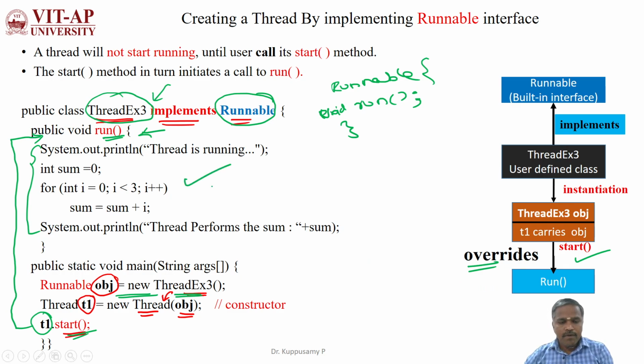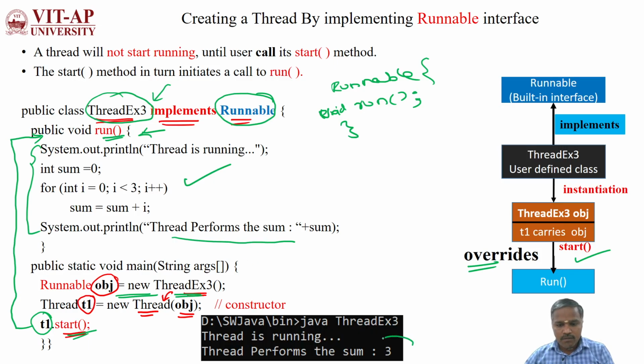Then this action will be performed, displaying the sum of these three numbers, 0, 1, 2. All are added, so we got 3 as the output. So like this we can create a thread and perform some actions by using the Runnable interface. That Runnable interface is implemented by some class, any class. That class is used to create the object, and through that object we perform the threading operations.